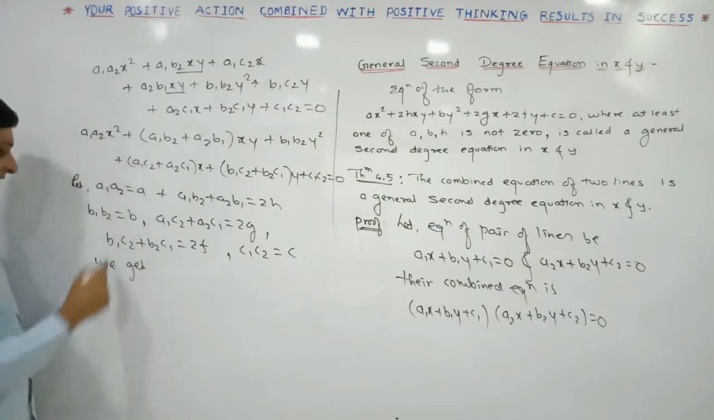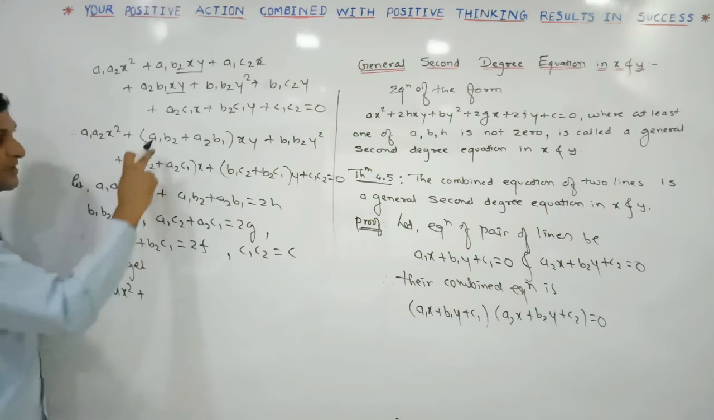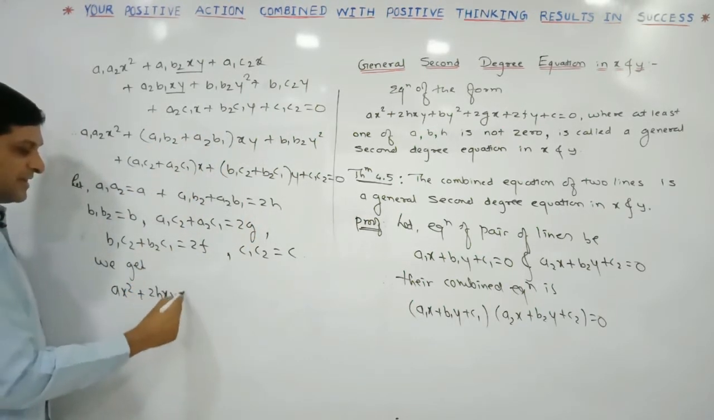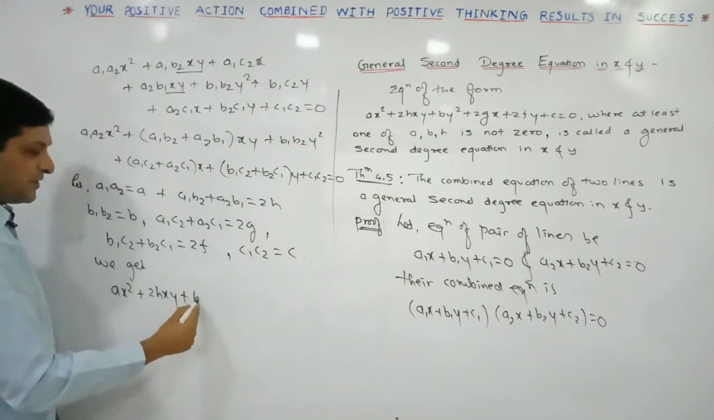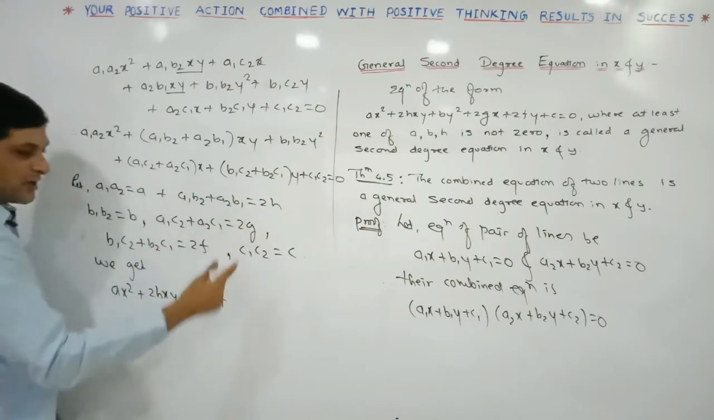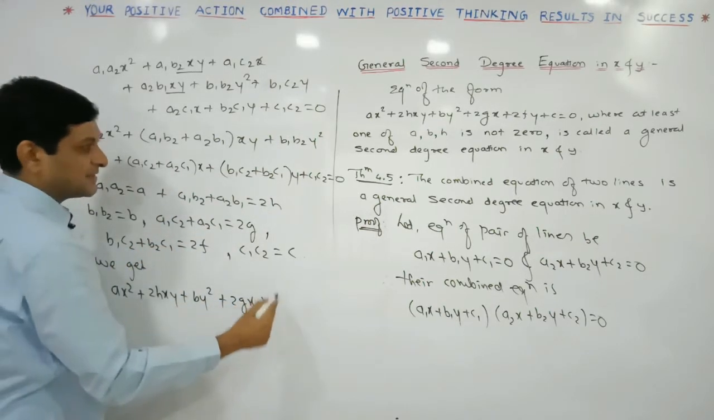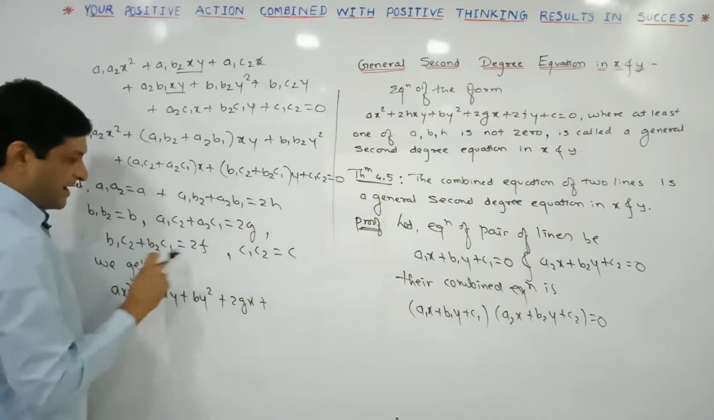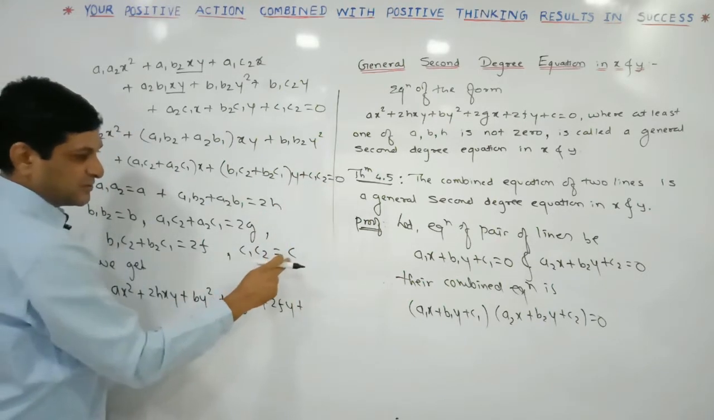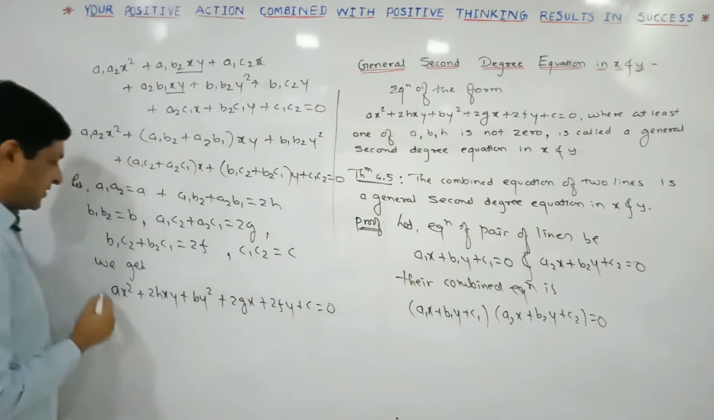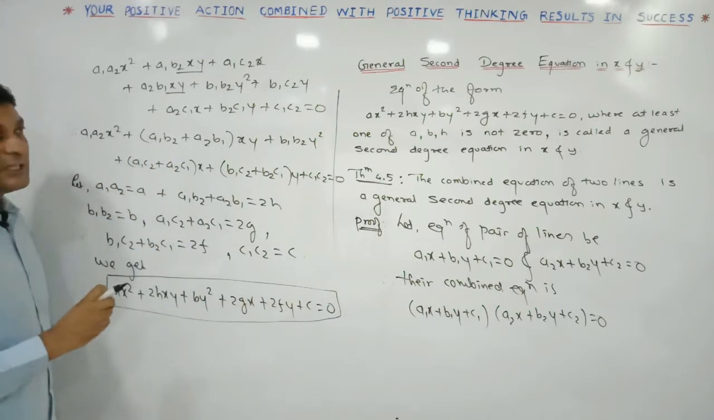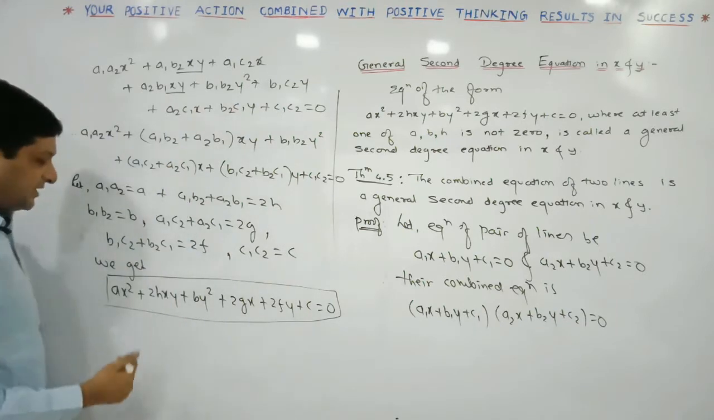So let us see what we will get here. So here we will get a x square. This coefficient of xy we have denoted by 2h, so here we will get 2h xy, plus then the coefficient of y square we have denoted by b, plus this coefficient of x we have denoted by 2g, so here we will get 2gx. Then the coefficient of y we have denoted by 2f, so here we will get 2fy, and this constant term c1 into c2 we have denoted by c. On this side 0, keep it as it is. And this is nothing but the general second degree equation in x and y.